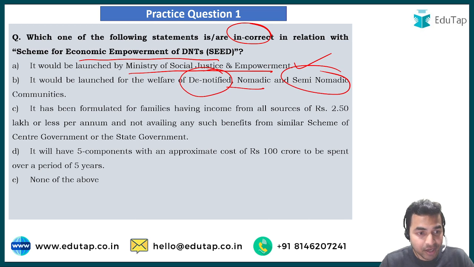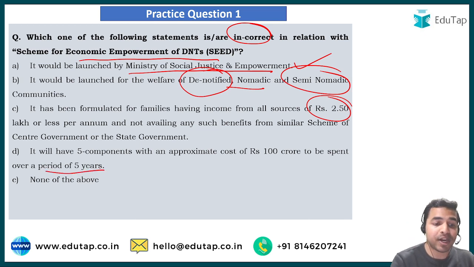That is again correct. The third statement says that it has been formulated for families having income from all sources up to rupees 2.5 lakh or less per annum and not availing any such kind of benefits from similar schemes. The fourth point says that it is going to have 5 components with an approximate cost of rupees 100 crores to be spent over a period of 5 years.